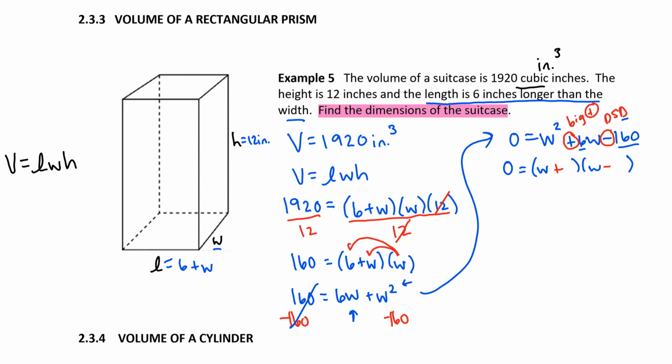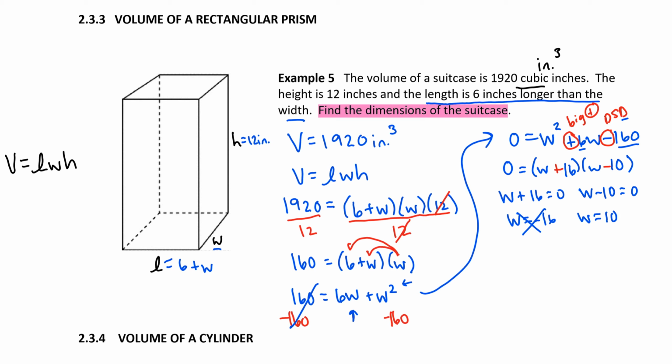Very easily, we could quickly discover 10 times 16 is 160. The biggest number is 16, and therefore it has to be positive. And notice the difference of those numbers is 6. So if you FOIL it back out, you will end up with the same trinomial that we began with. So at this point, we set each factor equal to 0, and we solve for w. The first factor leads me to a negative solution. That doesn't make sense for modeling the width of a rectangular prism, or in this case, a suitcase. So the only answer that makes sense is w equal to 10.